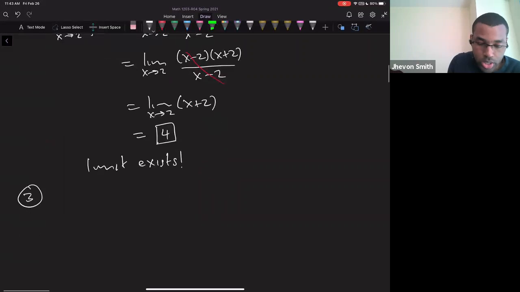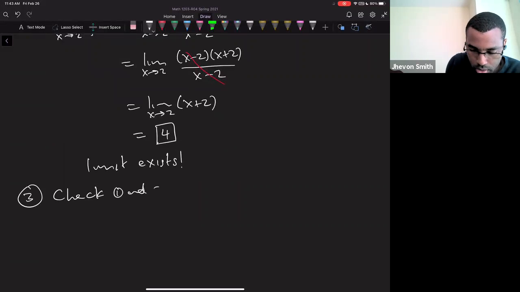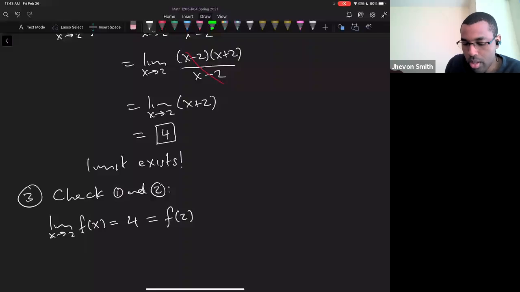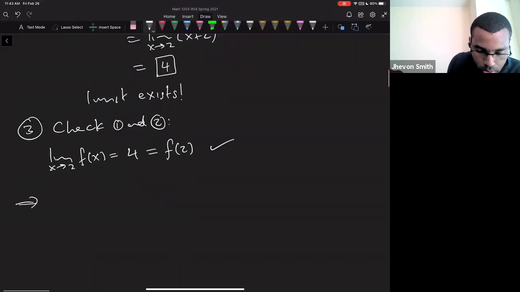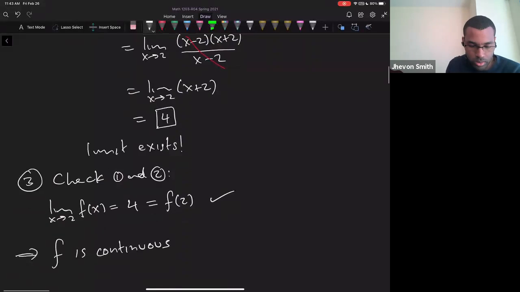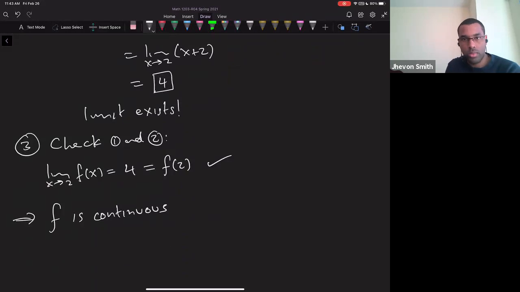3, now you're going to check 1 and 2. Notice that for the limit, which is right above, I got the answer 4. This is actually equal to the value of the function at 2. And so that checks out. Therefore, I can conclude f is continuous where? What can I conclude from this? It's continuous everywhere.